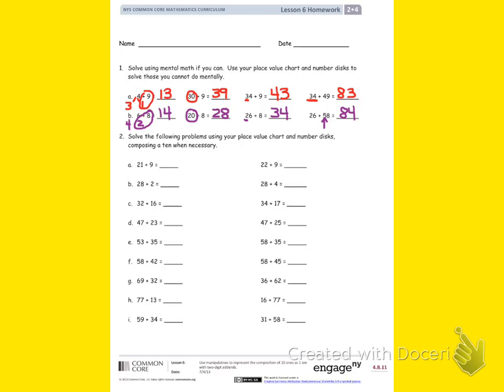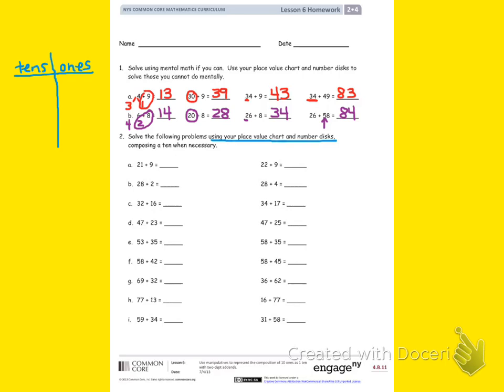Problem 2 says to solve the following problems using your place value chart and number discs, composing a 10 when necessary. So since they're specifically telling us to use our place value chart and number discs, I will show you how to do problem 2A, 21 plus 9. If I have a place value chart, I need to remember to label the columns. This is the ones and this is the tens.